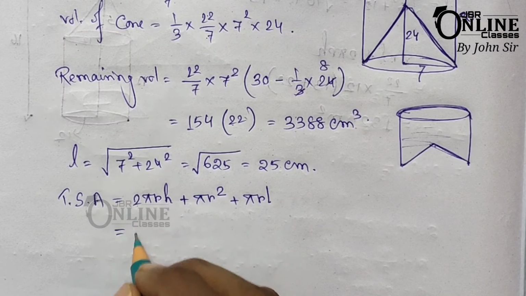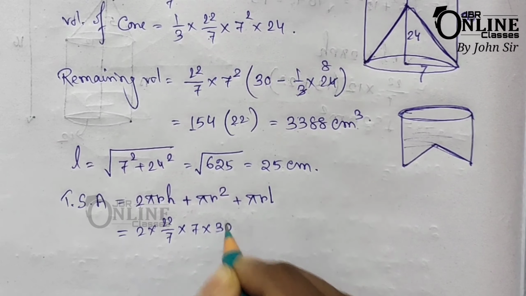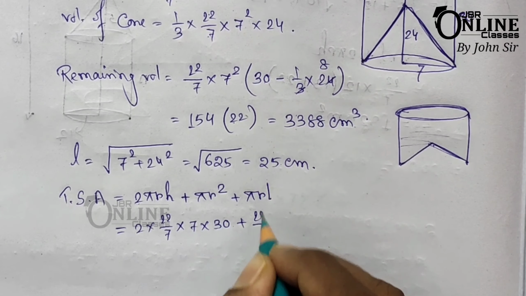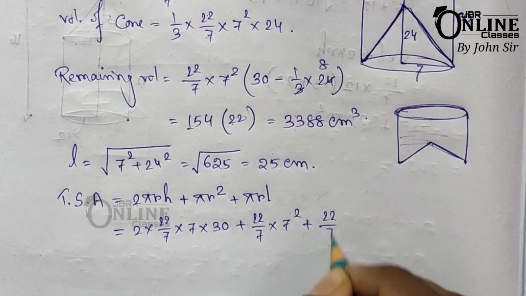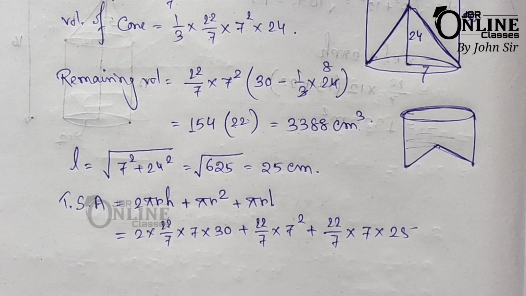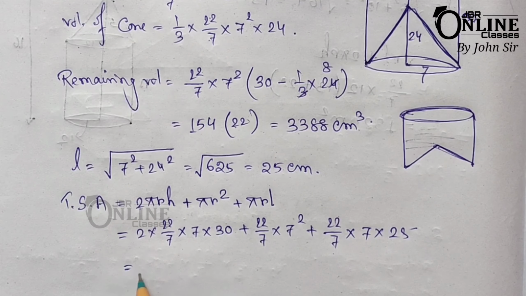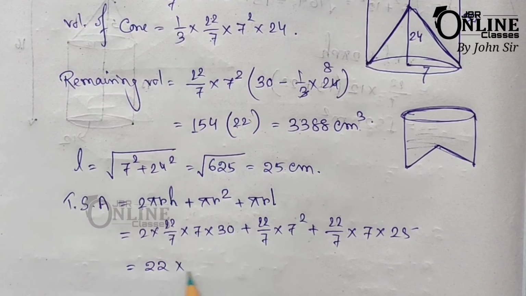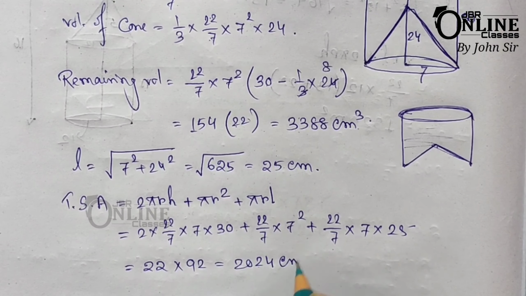So here now, 2 into pi means 22 by 7, r means 7, h means 30. Next, pi means 22 by 7, and here r square means 7 square, and third one 22 by 7, r equal to 7, and l equal to 25. So I hope you will calculate this portion, and finally you will get 22 into 92, that is equal to 2024 centimeter square.